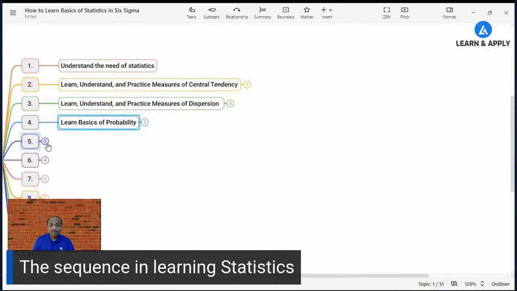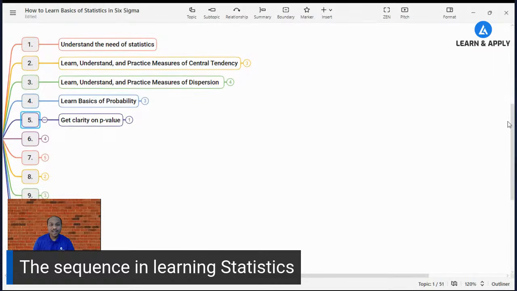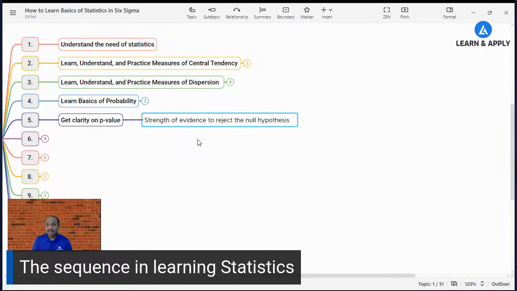The next step is, once you learn the basics of probability, you might remember that during the example I explained at the start of this live streaming, I told you about the p-value, right? Now, the next step is we need to understand what a p-value is. And there are different criteria and methodologies based on which we can say whether we are going with the null hypothesis or the alternate hypothesis.